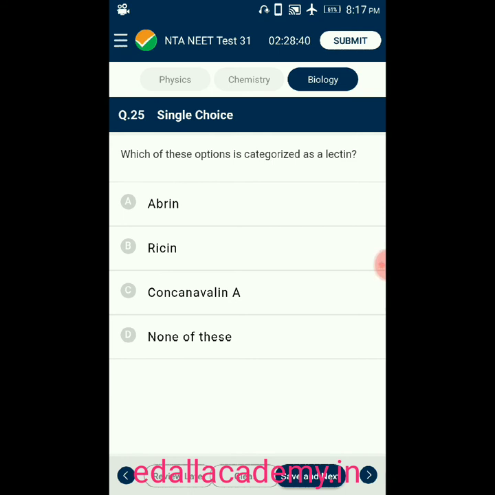Lectins are proteins which bind to carbohydrates. Abrin is a toxin obtained from Abrus precatorius, and ricin is a toxin obtained from the castor oil plant Ricinus communis. Concanavalin A is a lectin extracted from the jack bean, Canavalia ensiformis. So the answer for this question is option C.